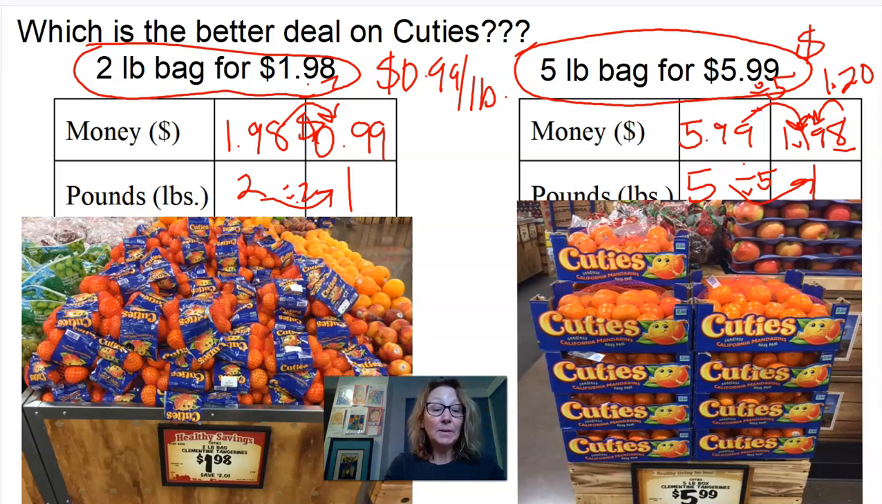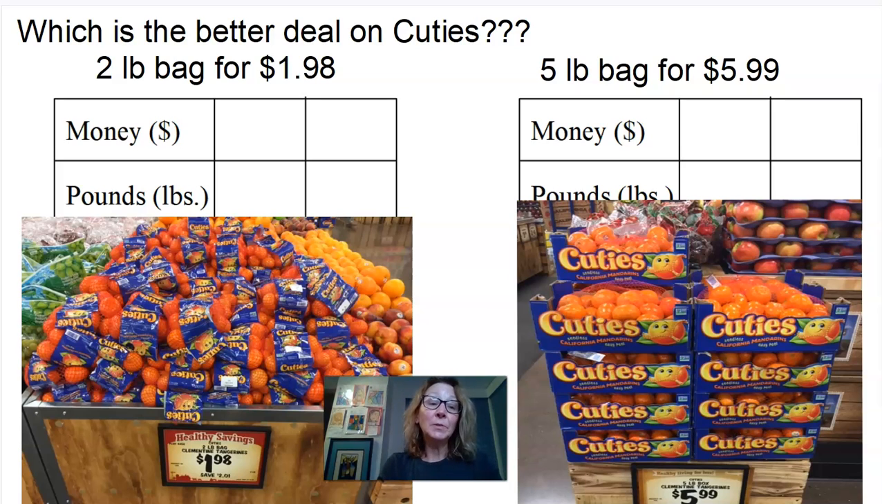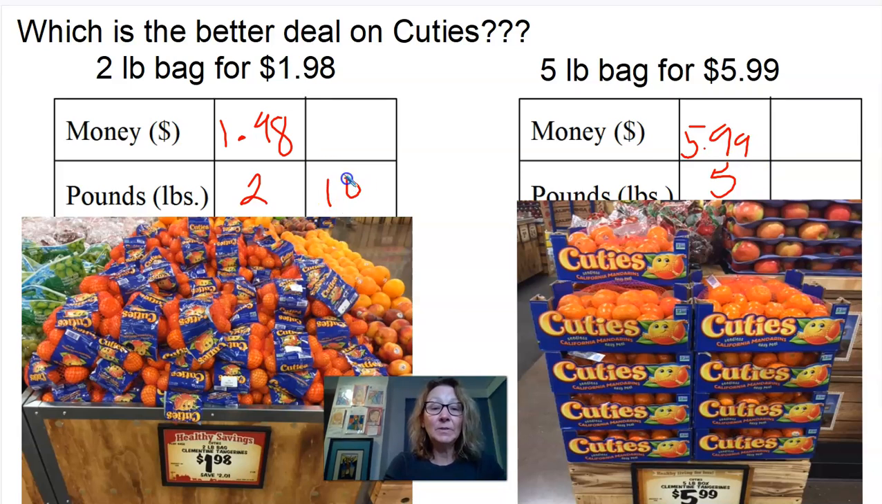Now I also want to talk about another way to do this. I'm just going to erase this. What I was doing was dividing to find the unit rate, but you could figure out how much it costs for an equivalent amount of pounds. So let's say this was $1.98 for 2 pounds, and this is $5.99 for 5 pounds. I could find the common multiple of 10, right? So I can multiply by 5.